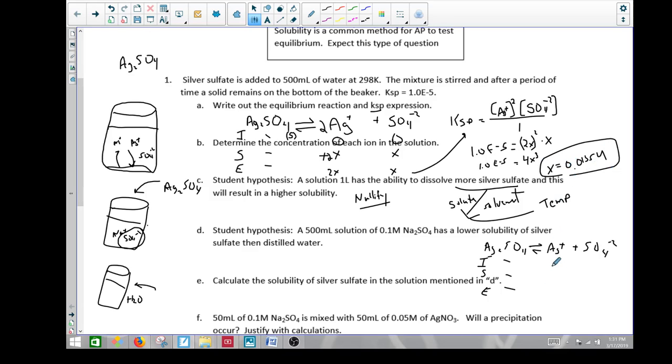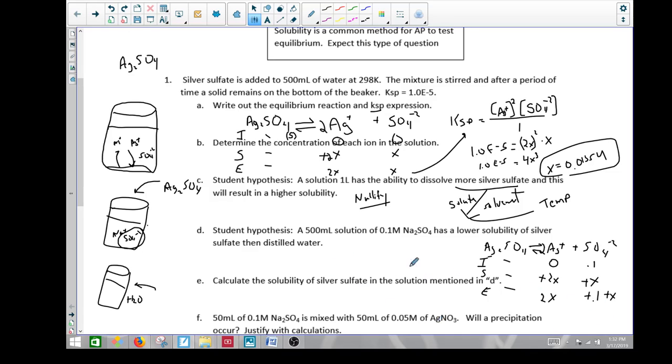So this guy here would be 0 because there's no silver in the solution, but there is some sulfate. The sulfate is 0.1. I'll be dissolving some silver sulfate, gaining 2x, and I'll be gaining x here. All right, this is 2x, plus x, 0.1 plus x. All right, so what do we got here?